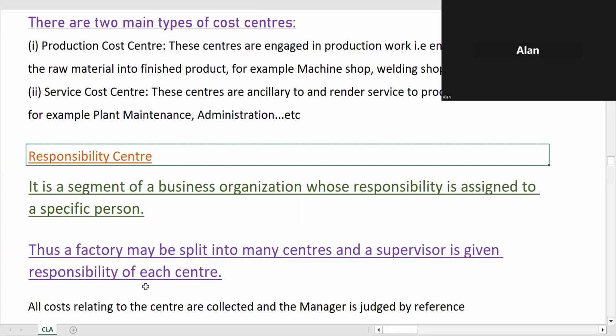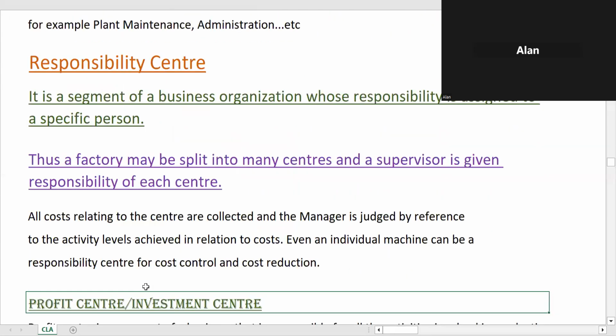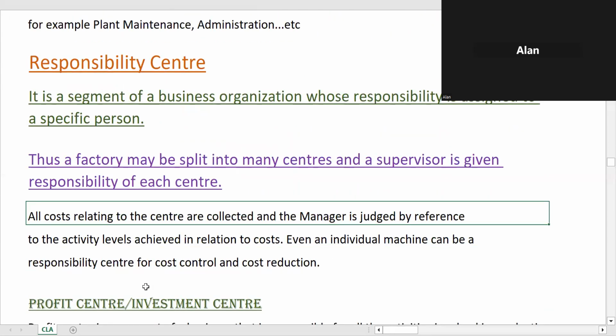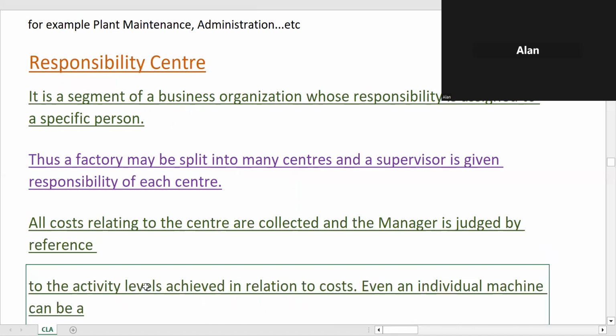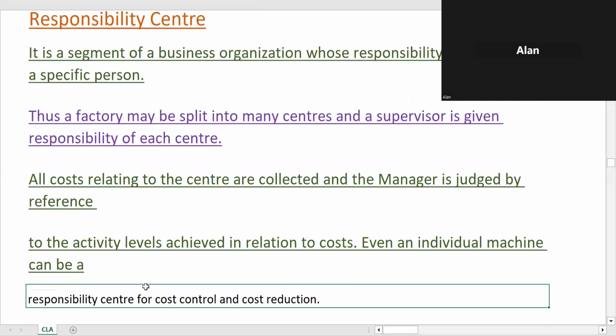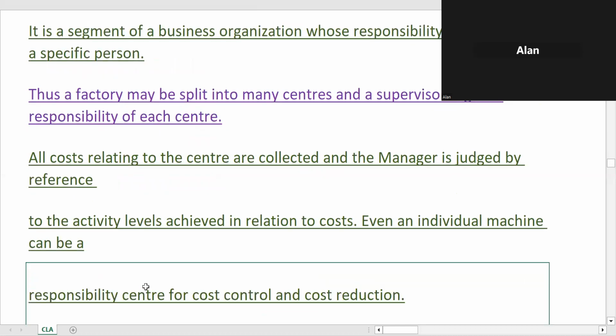So just to remember in short, a responsibility center is a kind of cost center which is headed by a human being. All costs relating to it are collected and the manager is judged by the performance of that responsibility center. Even an individual machine can be a responsibility center for cost control or cost reduction.